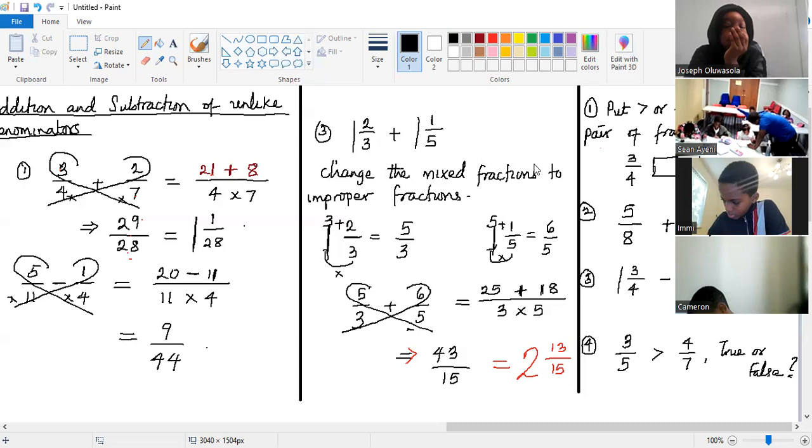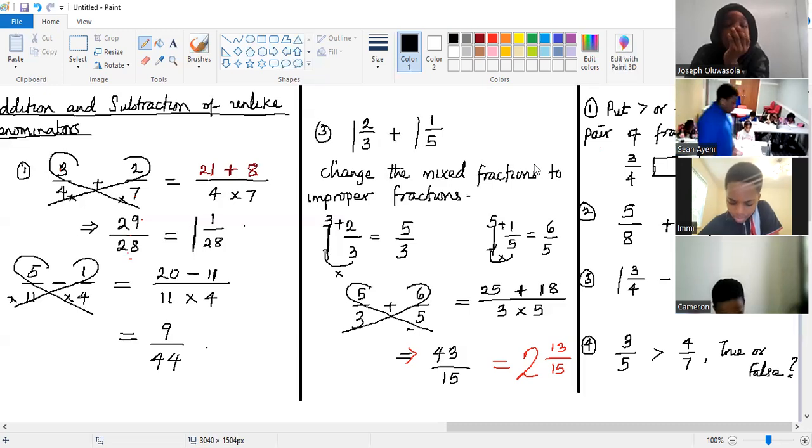Abiola, which of the questions is Tahara having issues with? Question 3. Question 3, changing to improper fraction, right? Oh yes, yeah. She was in the toilet when they were doing it. Okay. We're still continuing. Have you explained to her now? Yeah.